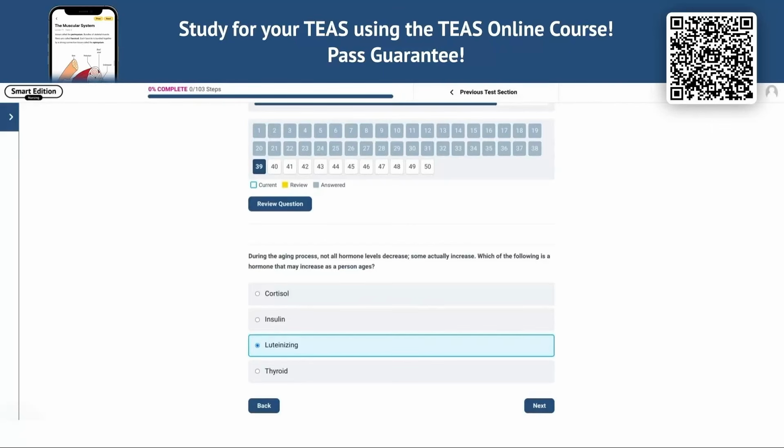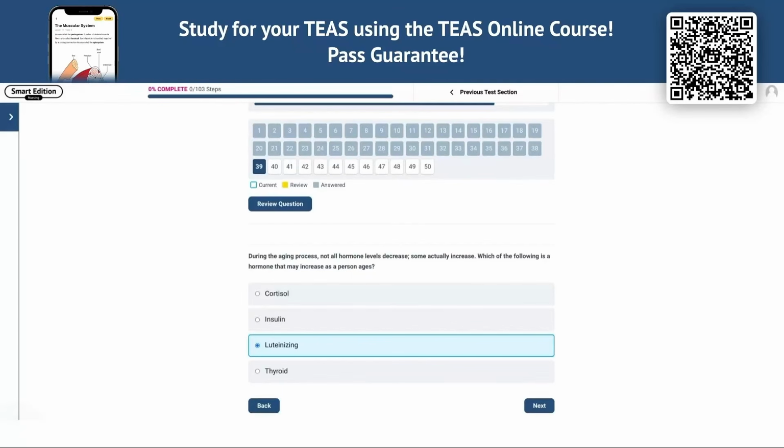So let's talk about why the other 3 are incorrect. Cortisol is a stress hormone that helps regulate metabolism, blood sugar, and immune responses. Cortisol levels can fluctuate with age and may be higher during times of stress. Hashtag adulting, anybody? Cortisol generally does not increase just as a result of the normal aging process. That's just life. It has nothing to do with aging specifically.